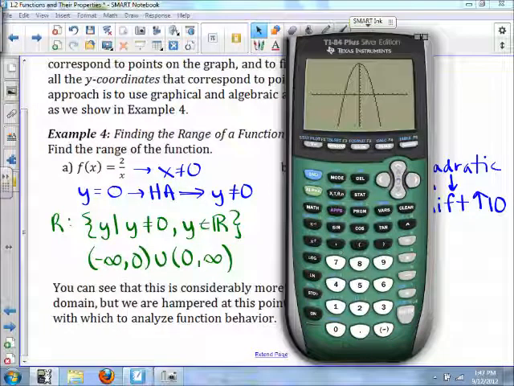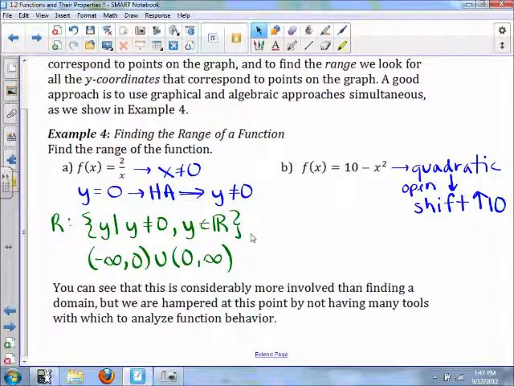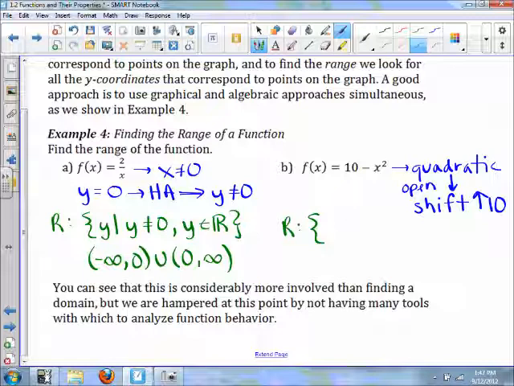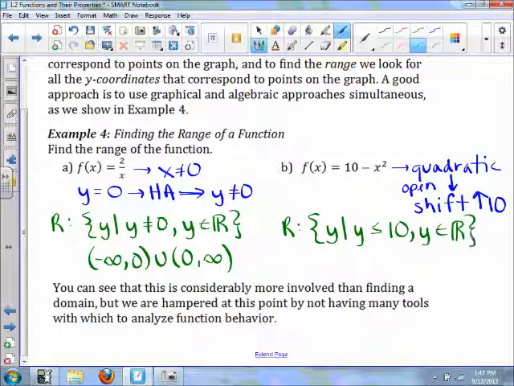So there we have it. That means our range will go from negative infinity to positive 10. If we put this in set builder notation, y such that y is less than or equal to 10, y is an element of the reals. In interval notation, you write negative infinity to 10, including 10.